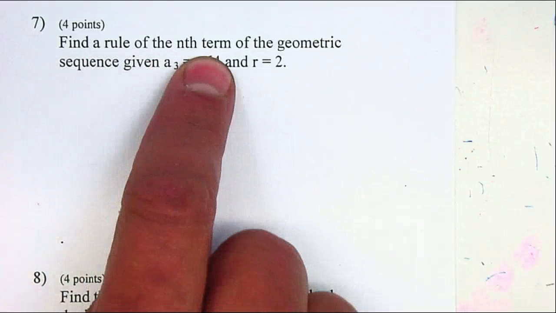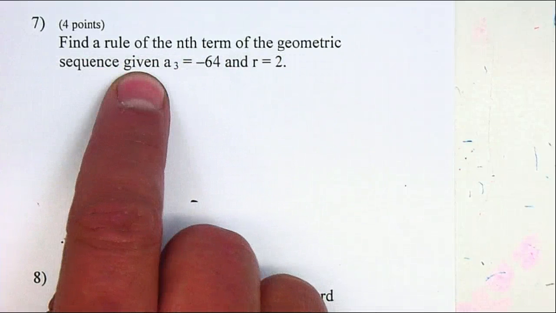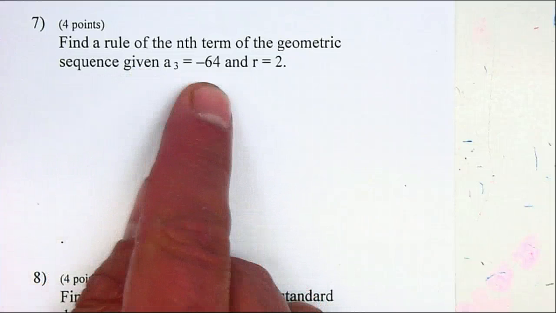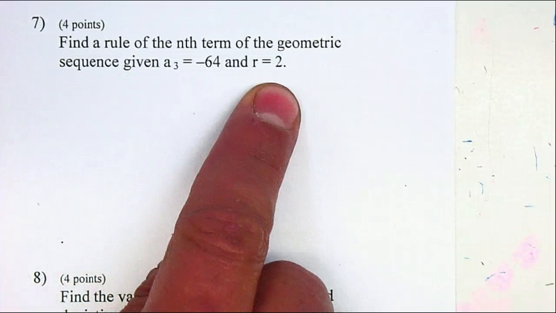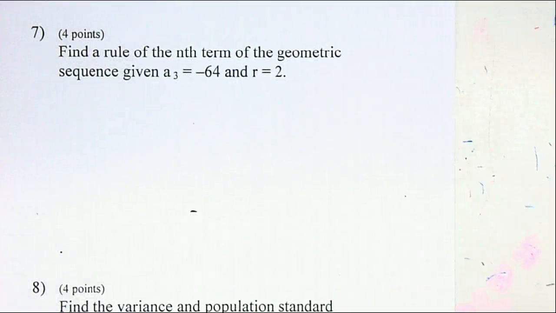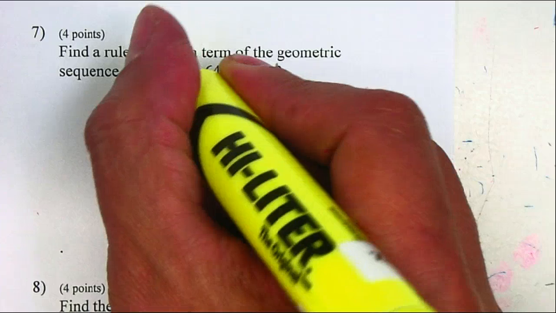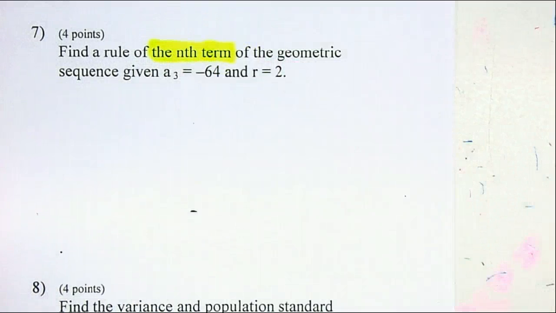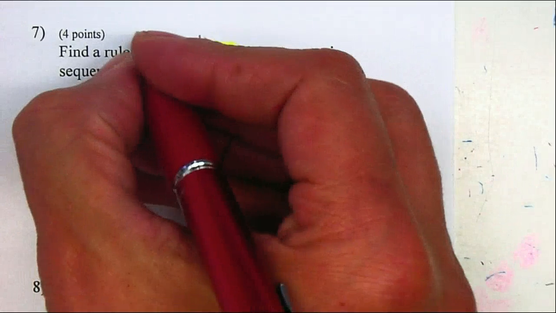Find the rule of the nth term of the geometric sequence given a sub 3 is negative 64, and r is negative 2. Now, they're looking for the nth term. So what are they looking for if they're asking for the nth term? They're looking for the equation. So I'm looking for the equation.